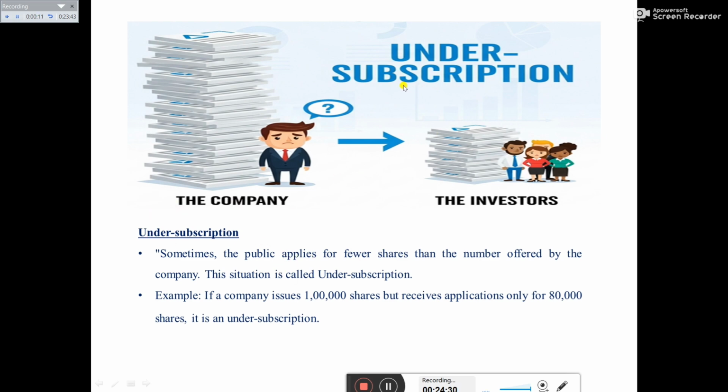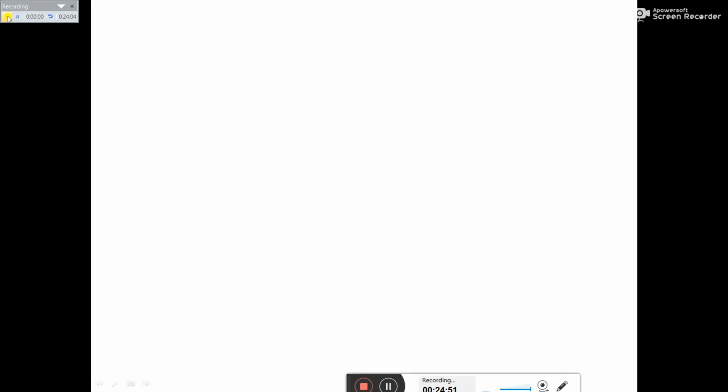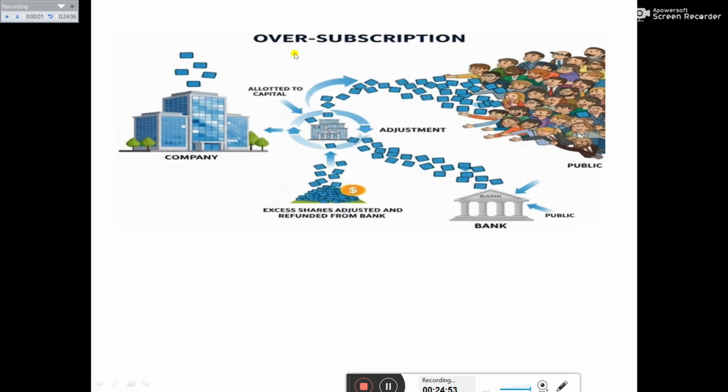Next step is oversubscription. In that only it occurs. Public apply for fewer shares than the number offered by the company. That is called undersubscription. The company required 1 lakh shares to start a business, but only 80,000 shares were applied for by the public. That is what we call undersubscription. Or it may be oversubscription also.